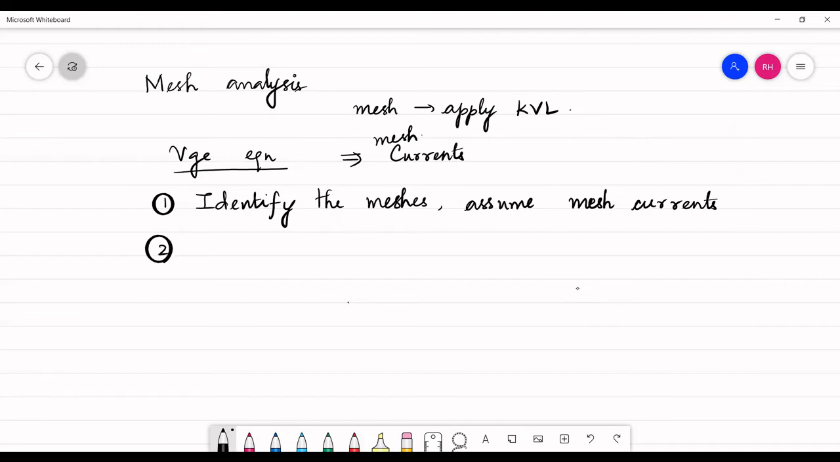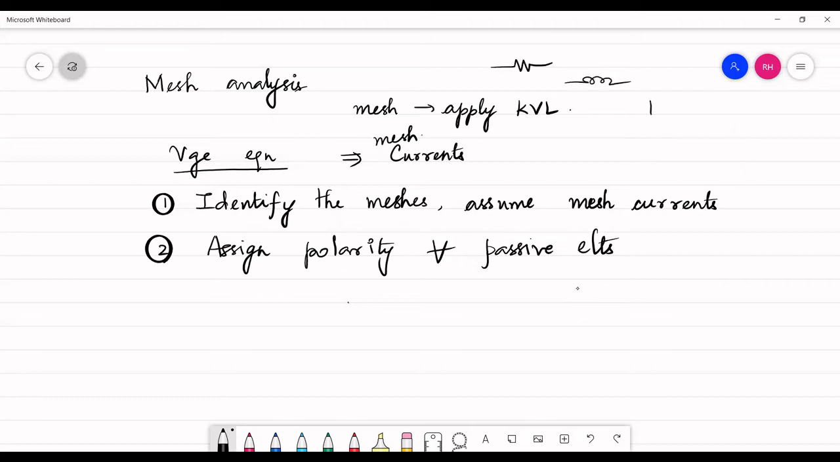Okay. So the next point is to assign polarity. So we are going to assign polarity for all passive elements. So talking about passive elements, we are going to assign polarity for all resistor, inductor, capacitor based on our assumed mesh currents, based on the direction of mesh currents.